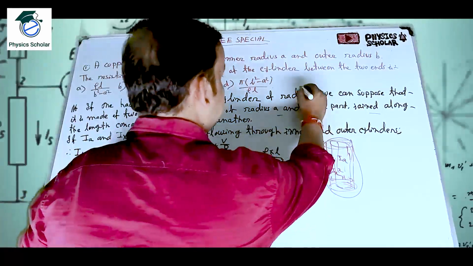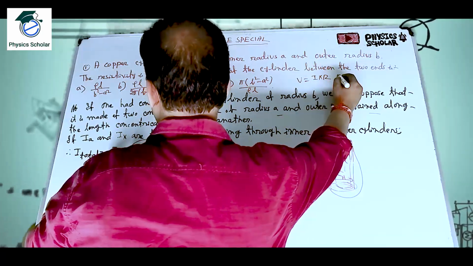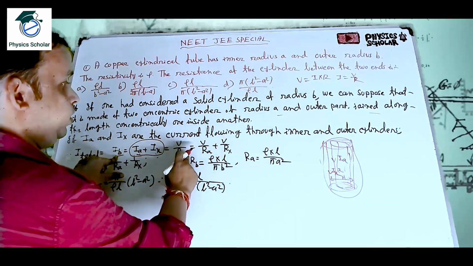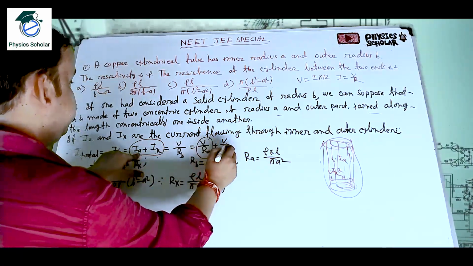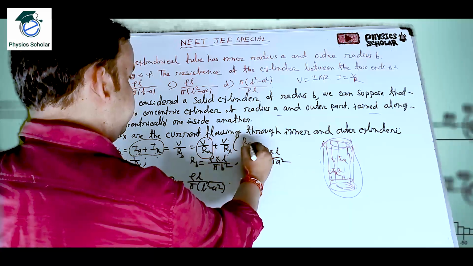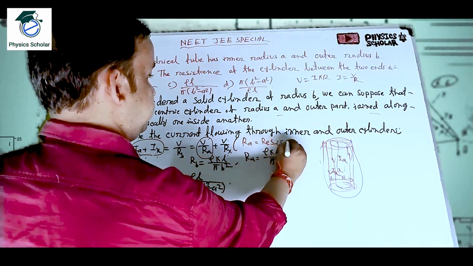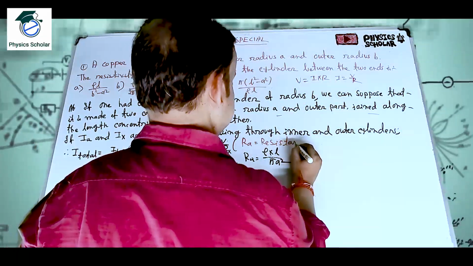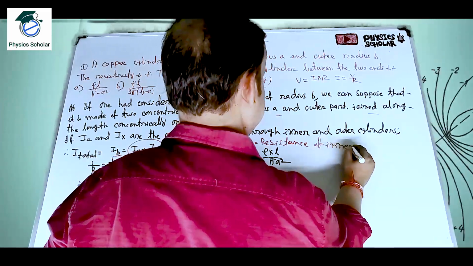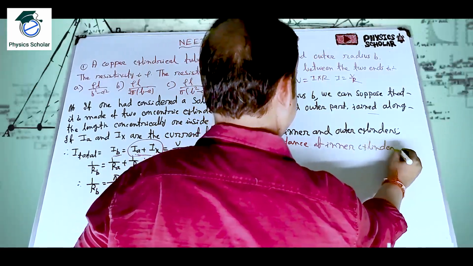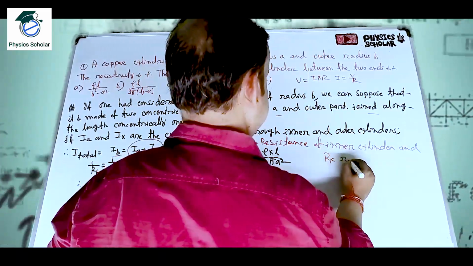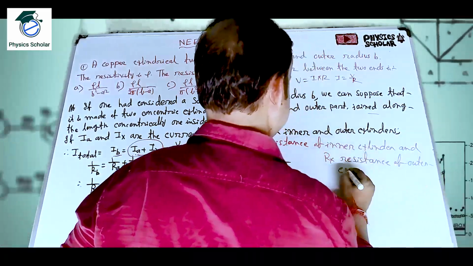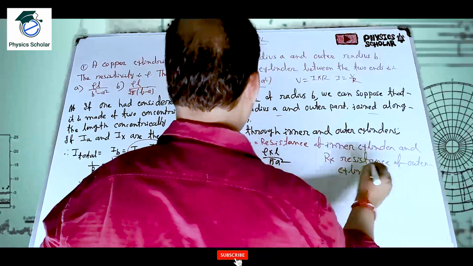What we know is V is equal to I into R. Therefore I is equal to V by R. So IB means V by RB is equal to IA, that is V by RA, plus IX, that is V by RX, where RA is the resistance of the inner cylinder and RX is the resistance of the outer cylinder.